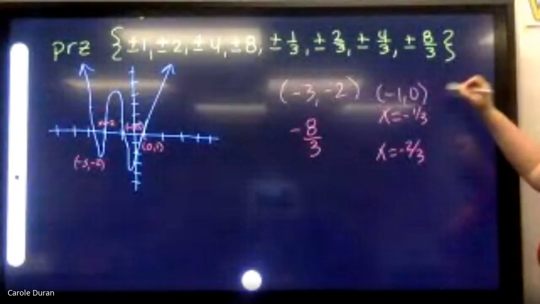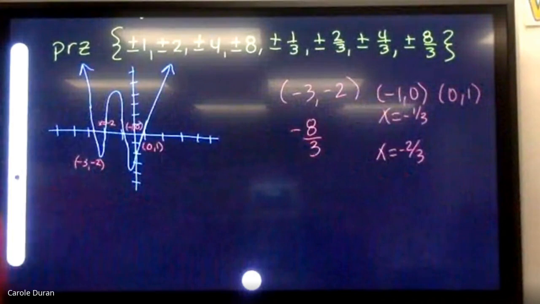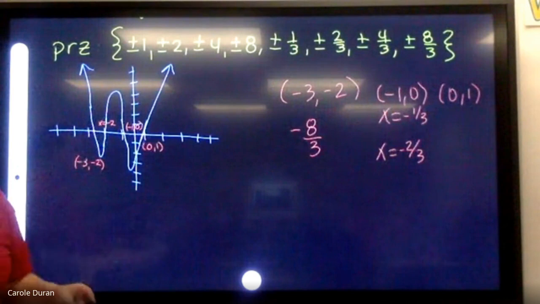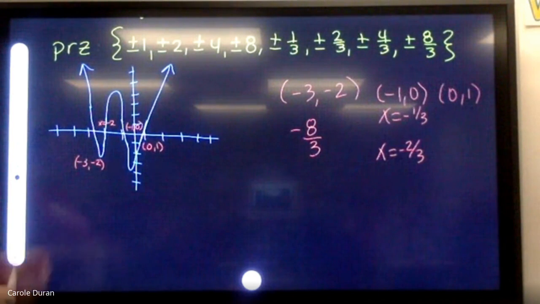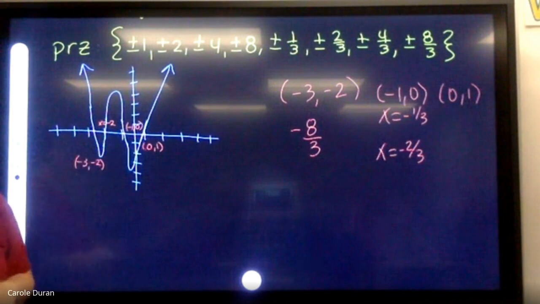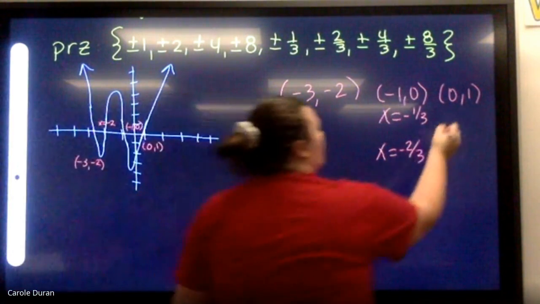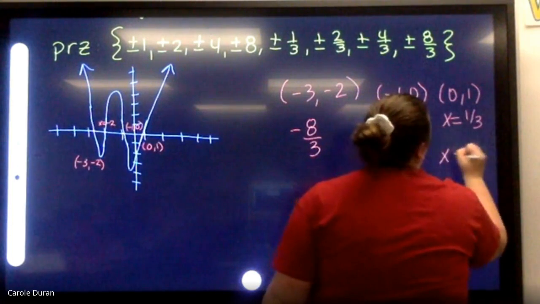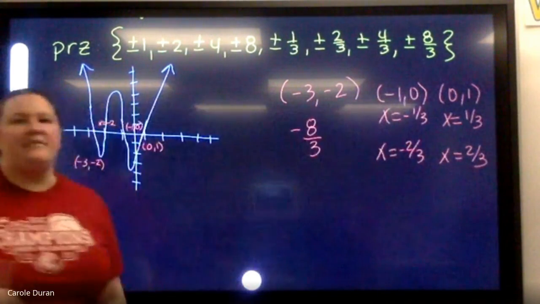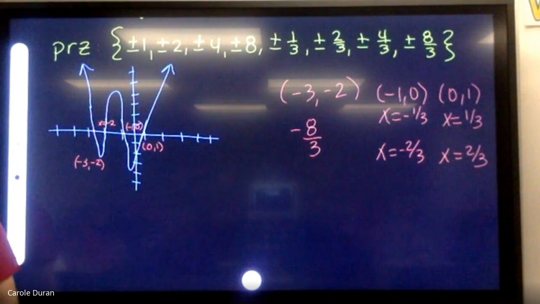What about between 0 and 1? +1/3 and +2/3. I can tell just by looking at this it's probably not going to be +1/3, right? Because it looks closer to being 2/3 of the way across. Similarly, over here, it looks closer to 2/3. You can still test them both, though. By doing this, I only have to do 5 synthetic division problems instead of doing 13 or 14, however many factors we had. And if it didn't come out to a remainder of 0, then it's not a 0.